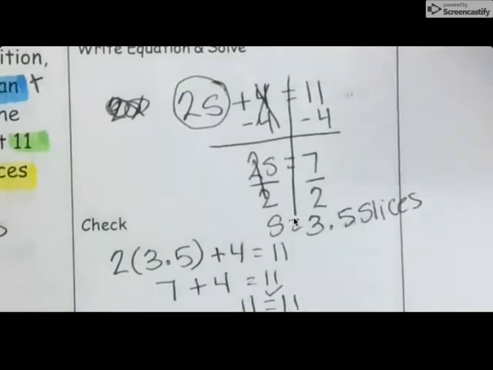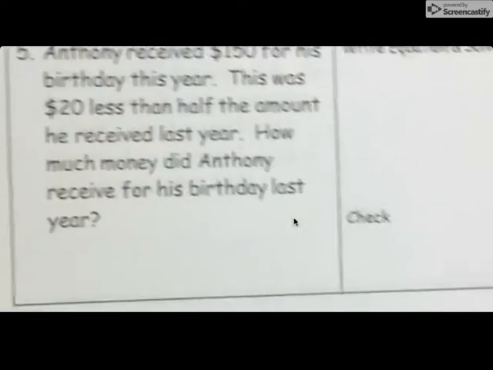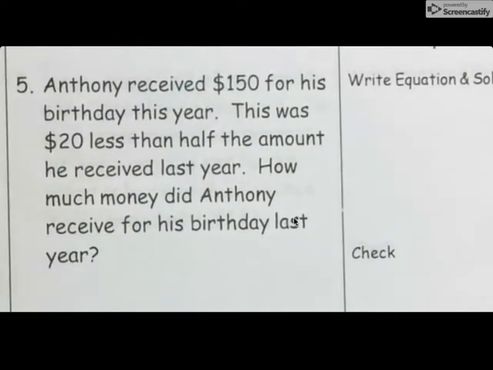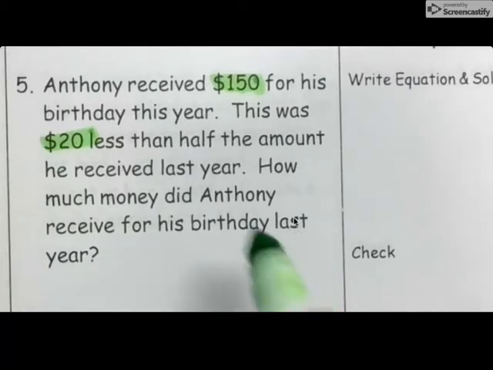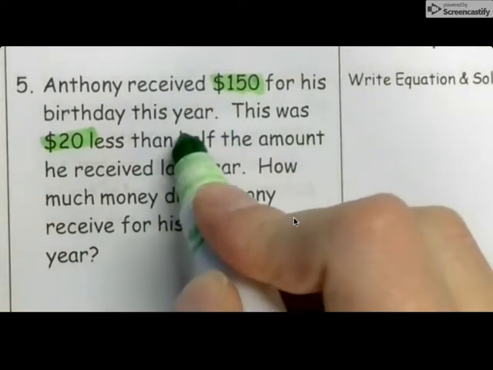Okay. Now, looking at the last one. Anthony received $150 for his birthday this year. It was $20 less than half the amount he received last year. How much money did Anthony receive for his birthday last year? So do our numbers first. Okay, that's it. Oh, there's more? Half, good job.